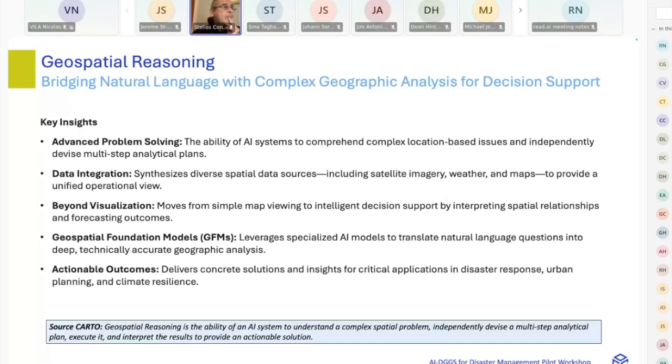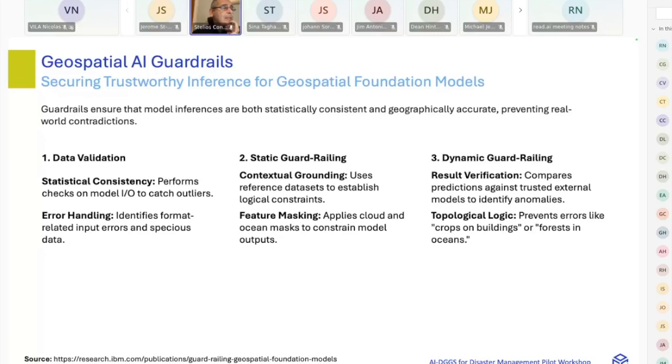One thing that at least throughout the pilot we found necessary is to guardrail the AI in the geospatial world, and here are some methods we could use: data validation, checks on what the system gets in or out, static guardrailing, such as using reference datasets to establish logical constraints, or dynamic guardrailing, comparing predictions against trusted external models to identify anomalies.